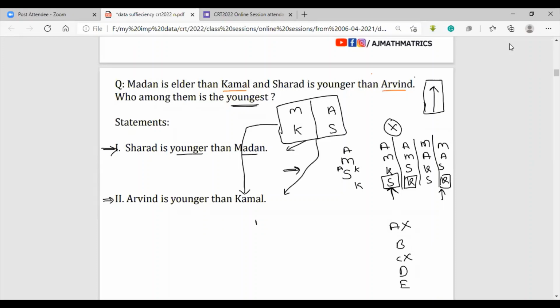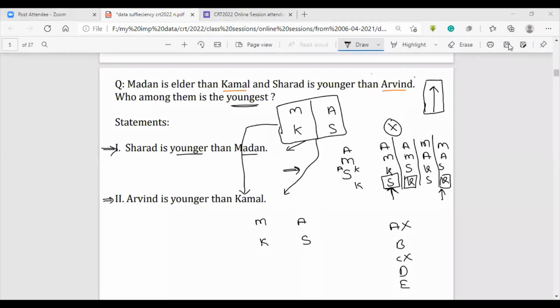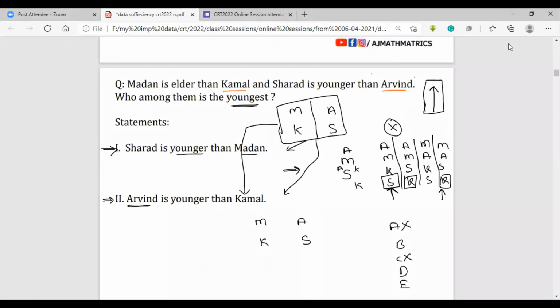This says Madan is elder than Kamal and Aravind is elder than Sharad. Now the second one I am trying. So this is the common data I am taking. Now the second statement says Aravind is younger than Kamal. If Aravind is younger than Kamal, Aravind comes here. And if Aravind comes here, the second part of the data says Sharad is younger than Aravind.